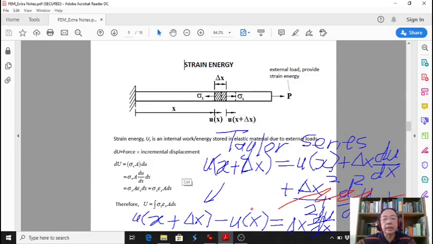So du here is represented by this term. du is equal to delta x times du/dx.